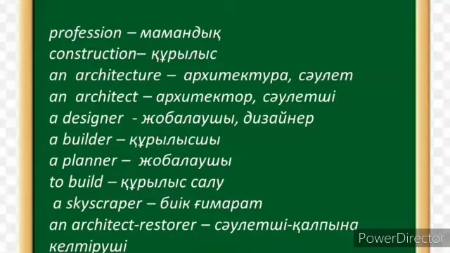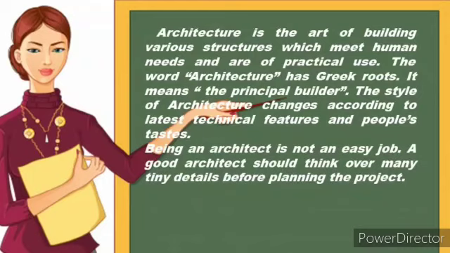Now, let's practice our reading skills. At first, listen to me, then you can try to read yourself. Architecture is the art of building various structures which meet human needs and are of practical use. The word architecture has Greek roots. It means the principal builder. The style of architecture changes according to the latest technical features and people's tastes. Being an architect is not an easy job. A good architect should think over many details before planning the project. I think you will agree with this text.